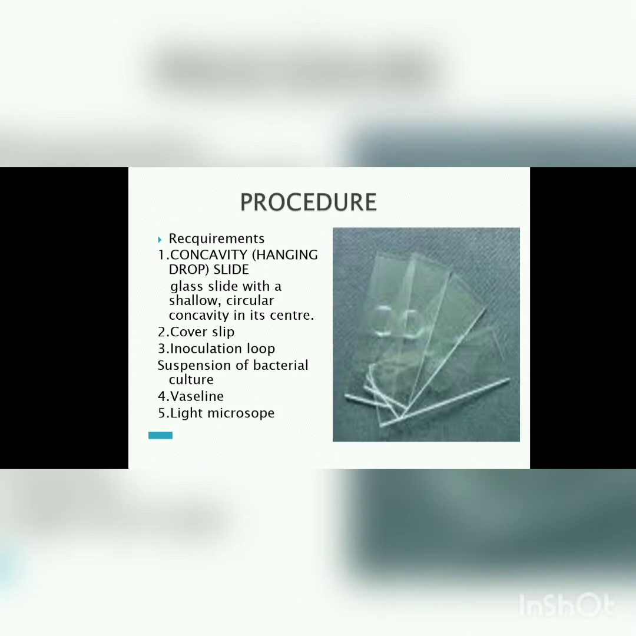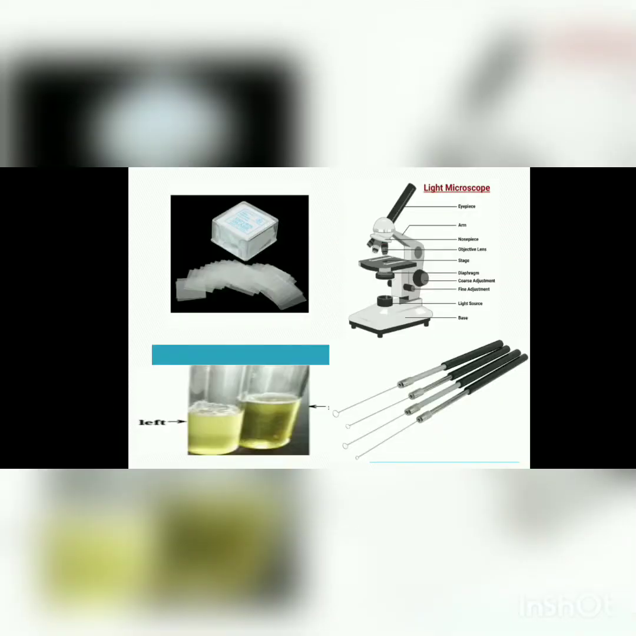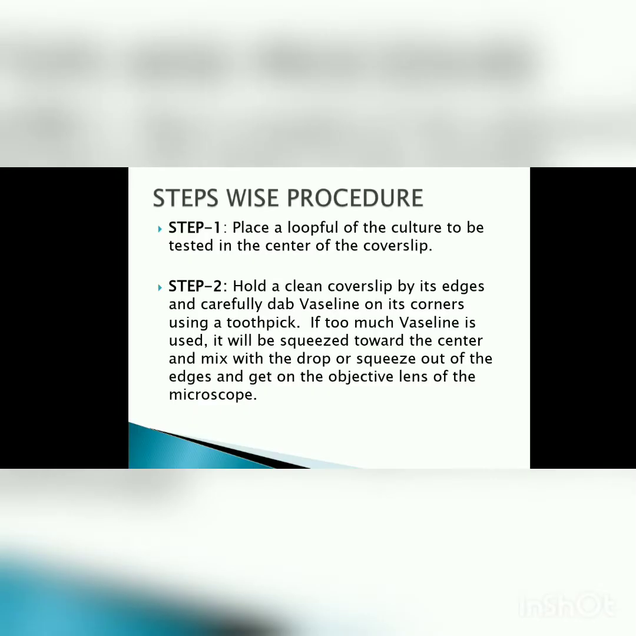Procedure. It requires a slide known as a concavity slide, a glass slide with a shallow circular concavity in its center, then a cover slip, an inoculation loop, a suspension of bacterial culture, Vaseline, and a light microscope. So we can see the picture of the cover slip, the bacterial culture, the wire loop for inoculation onto the cover slip, and also the microscope.